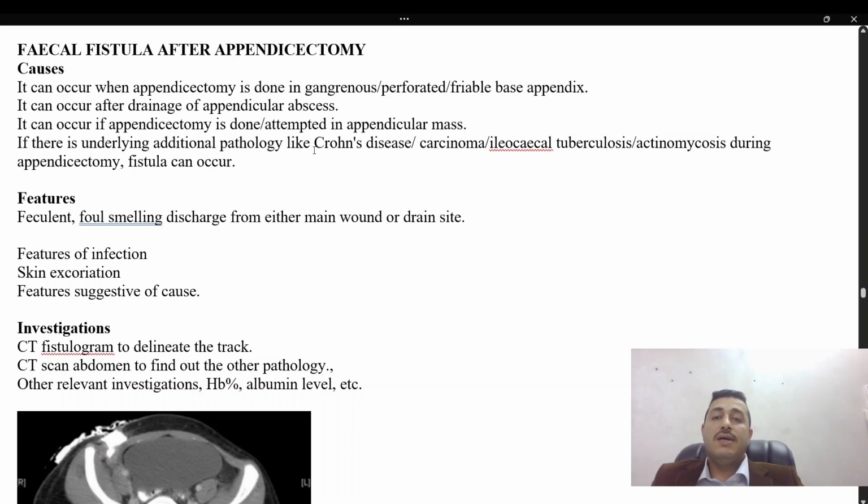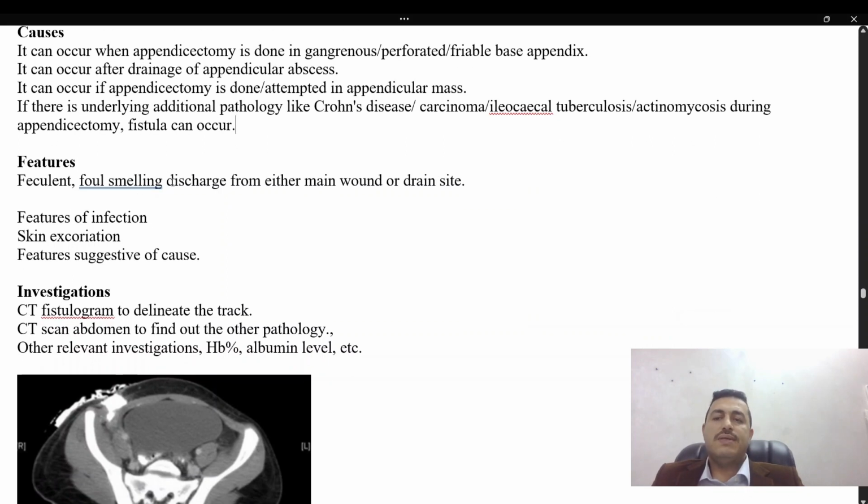Another scenario is when proceeding with appendectomy in a patient with appendicular mass. We said we prefer to proceed with conservative management in appendicular mass. If we proceed for appendectomy, the risk for a fistula, enterocutaneous or fecal fistula, to develop is more likely. It's also more likely with Crohn's disease, distal obstruction, cancer, ileocecal tuberculosis, and actinomycosis. So these are risks for developing fistula.